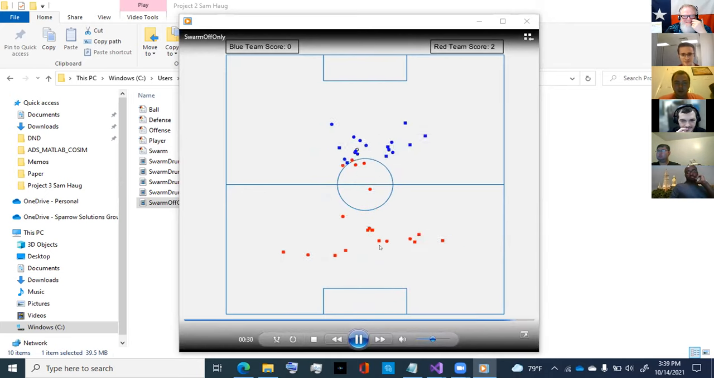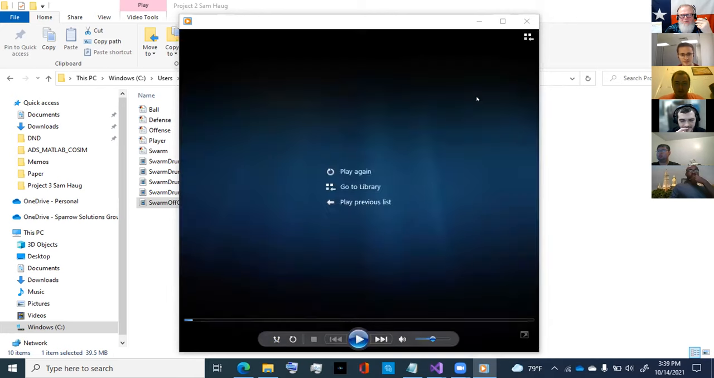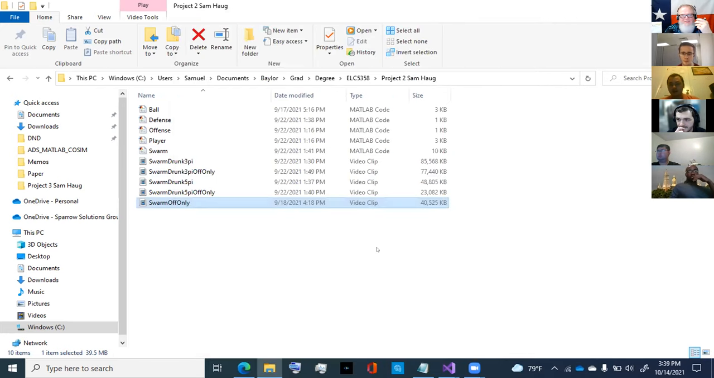Let's see. I think this is first to three. They score real quick. You know, a swarm is good if you start rooting for one of the sides. You know, you go, right. Yeah, go blue, go. Right. Okay, go ahead.